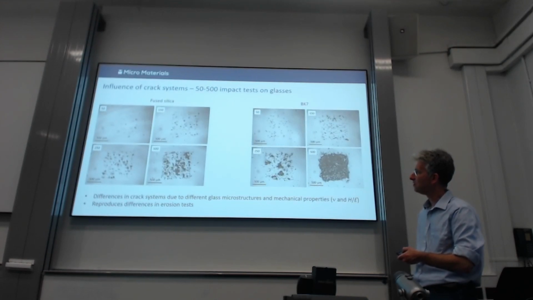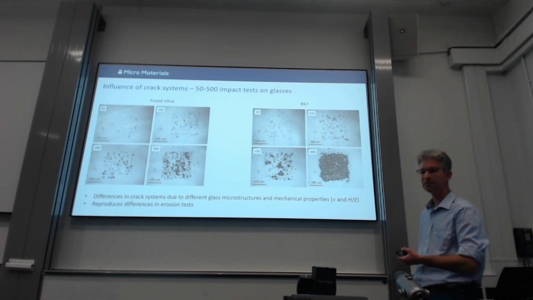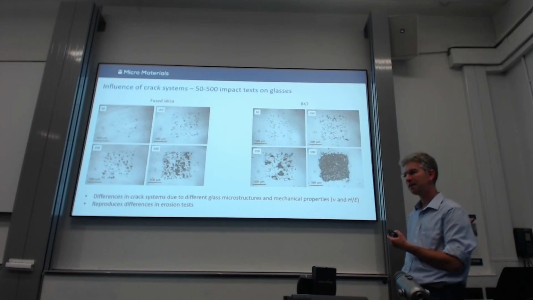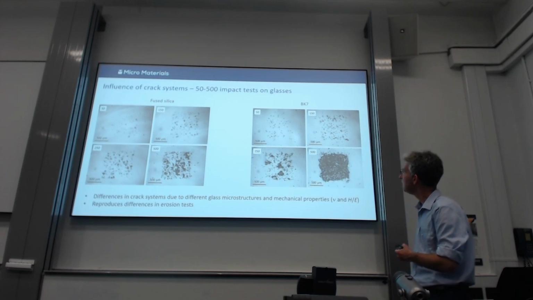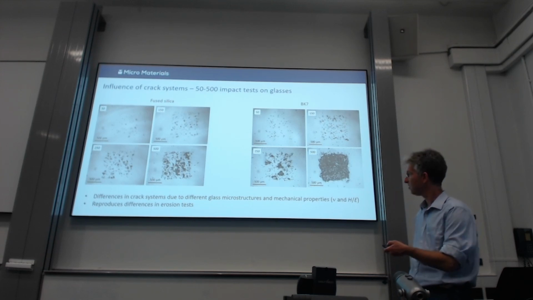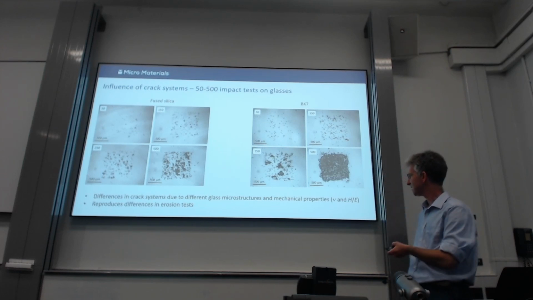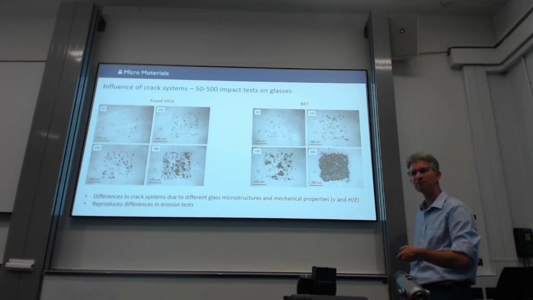We can also look at crack systems and the impact of crack systems on how damage evolves. So again, here we have 4 different tests with different numbers of impacts from 50 to 500 on 2 different glasses, fused silica and BK7, and they have different mechanical properties. BK7 is a little bit tougher. Yeah, not immediately obvious that this is the tough one, but it's a little bit tougher and a little bit softer, and it has a slightly higher Poisson's ratio.